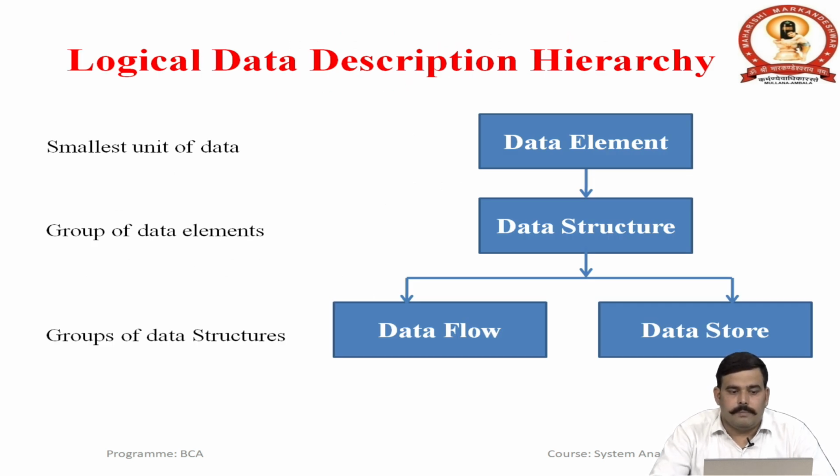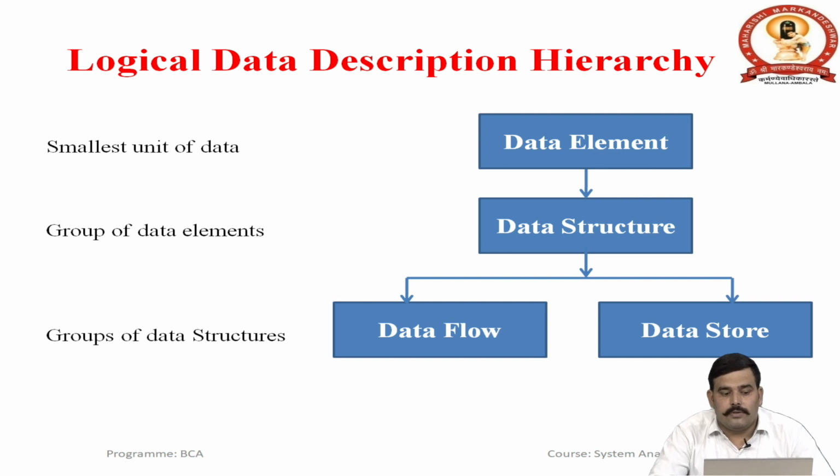On the screen we have the logical data description hierarchy, how the data is described in the data dictionary. First of all, we have the data element, the smallest unit of data that cannot be further decomposed, and after that we have the data structure. Here we have the data structure and that is the group of data elements. We have several data elements in a bunch, as we have discussed in the previous slide, like book details having the title, author name, ISBN number and publisher details as the bunch of data elements, which is the data structure book details.